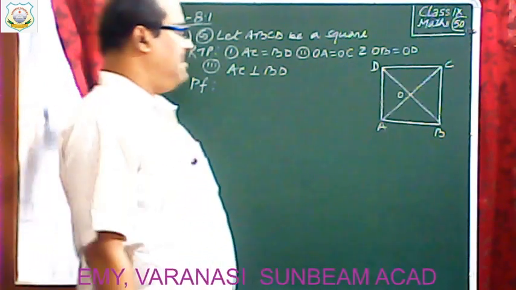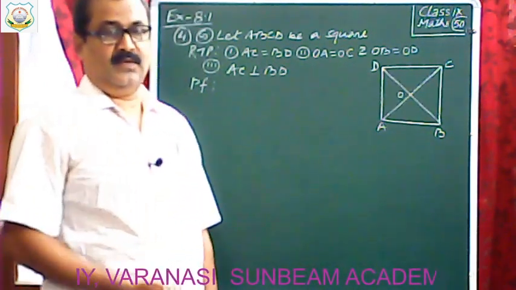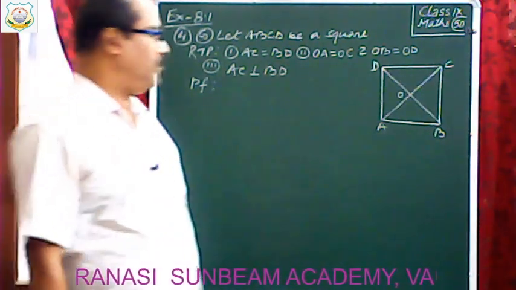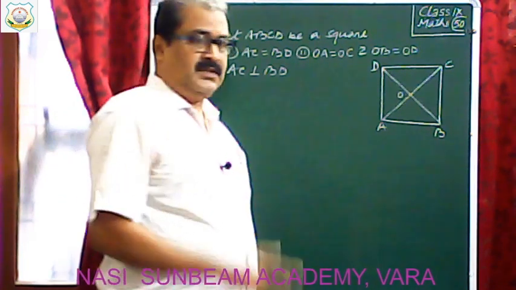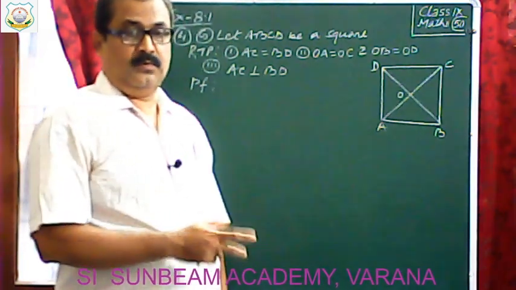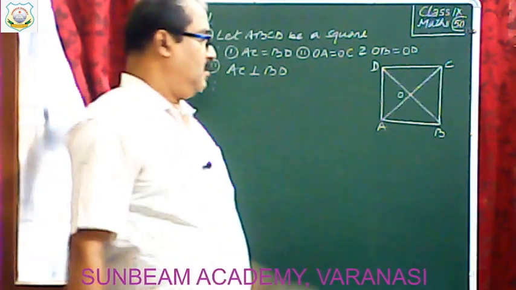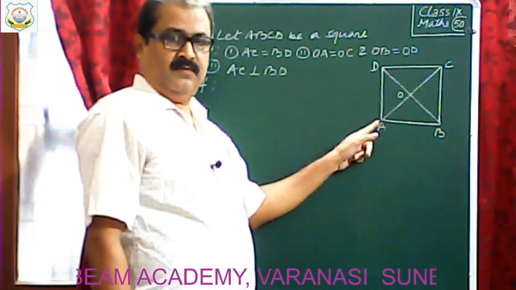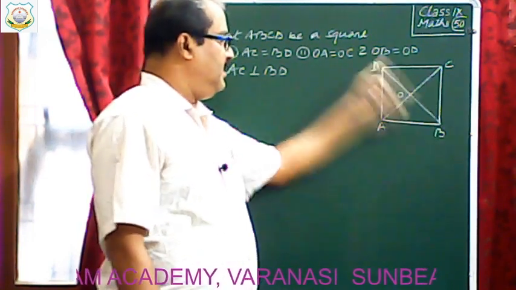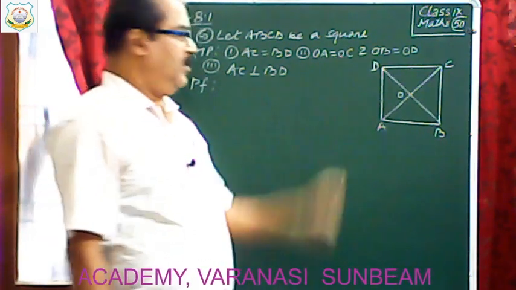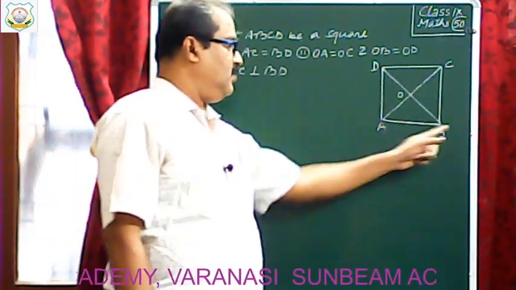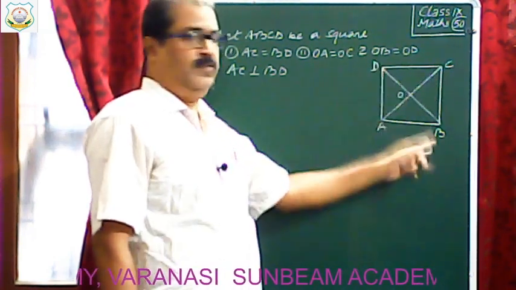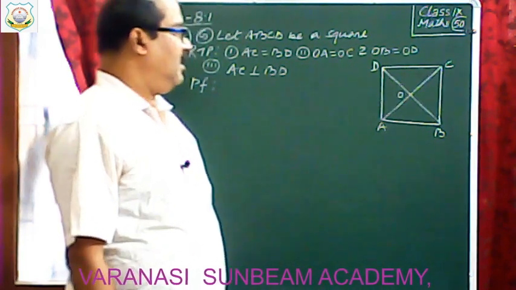First of all, we have to show AC equal to BD. Diagonals are equal of a square. ABCD is a square, all four sides are equal, as you know. We have to consider such two triangles in which AC and BD both are the sides involved. In triangle ABC, AC is involved, and in triangle BAD, BD is involved. If we prove that triangle ABC is congruent to triangle BAD, then by CPCT we can say that AC equal to BD.